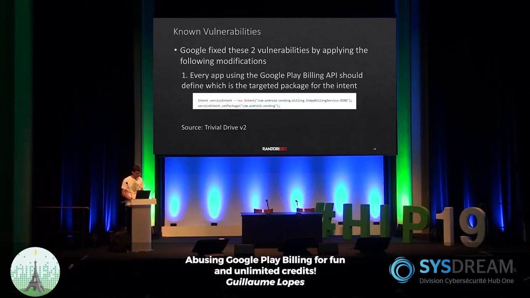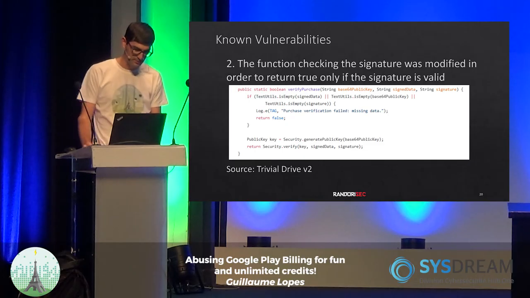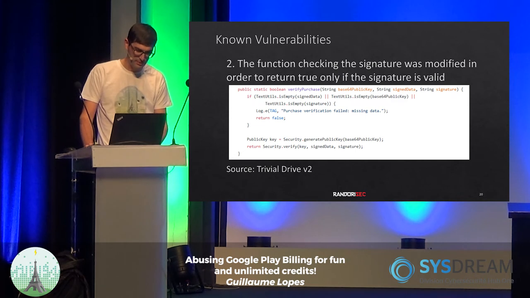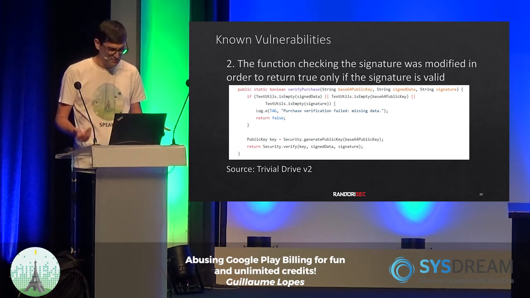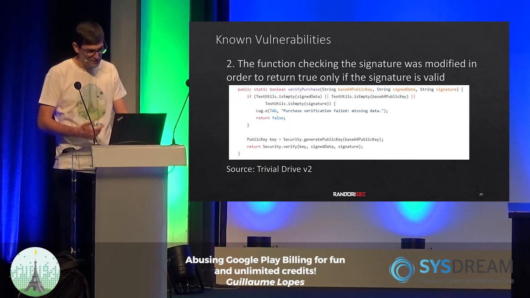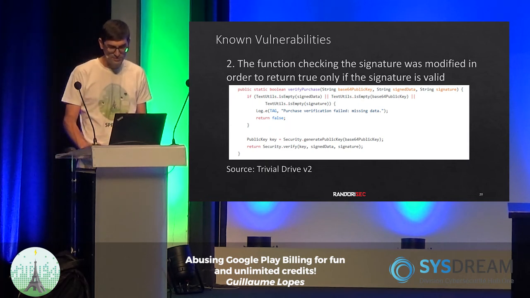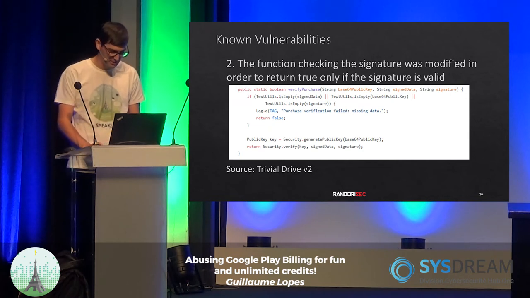You can see service intent set package, and specify com.android.vending. Okay, so that's for the first one. Now we are sending the message directly to the Google Play application. And for the second issue, it's easy. They just modify the verify purchase method, and by default, it's returning false, even if the signature is empty.